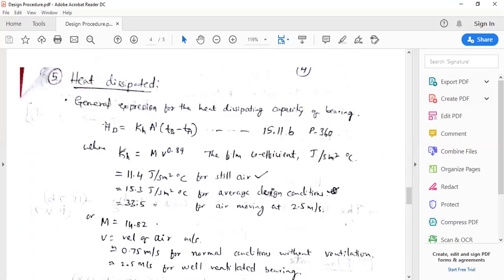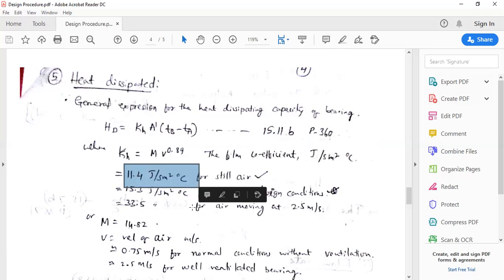So the general expression is HD is equal to KH into A dash into TP minus TA, and this is available in equation page number 360. 15.11b is the equation number. So KH is the film coefficient, which is given by m into v raised to 0.89, or directly we have to use 11.4 joule per second meter square degree centigrade.